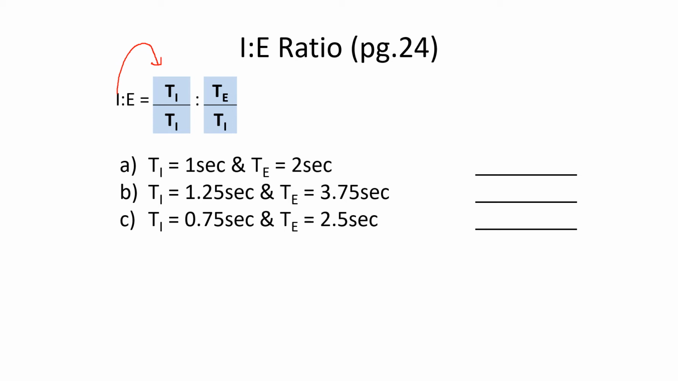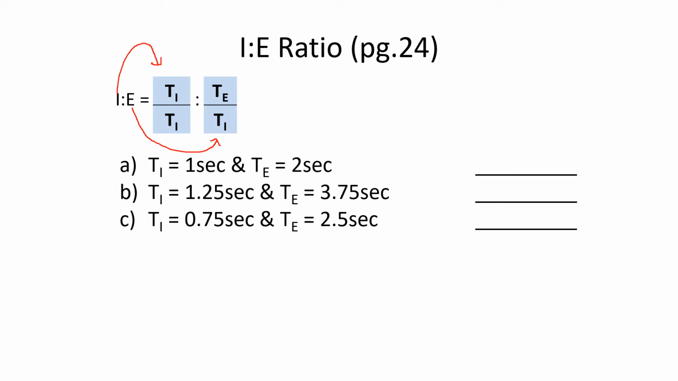So I is easy. I is just inhalation time over inhalation time, which should be just 1, right? So you're always going to have a ratio 1 to something else. And now you have the E component, which is the expiration time over the inhalation time. All you got to do is plug and chug.